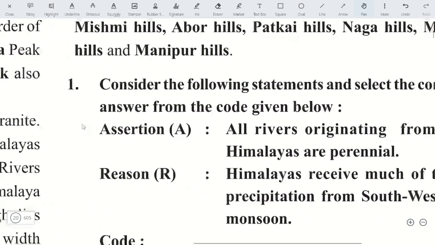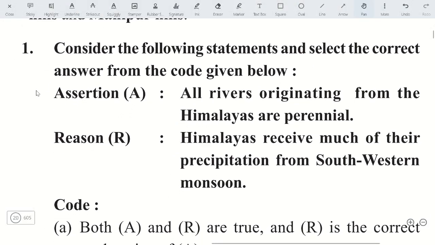The first question. There are some statements. Consider the following statements and select the correct answer from the code given below. Assertion and reason. All rivers originating from the Himalaya are perennial. What is perennial? It means water flows throughout the year in the river. It is called perennial. And seasonal, when water flows in a particular season, it is called seasonal. Then Himalayan rivers are perennial rivers.